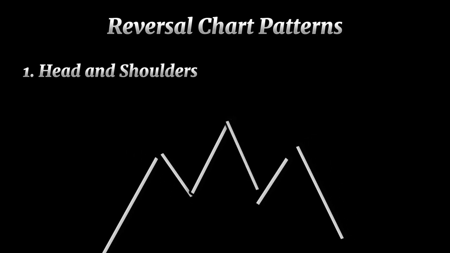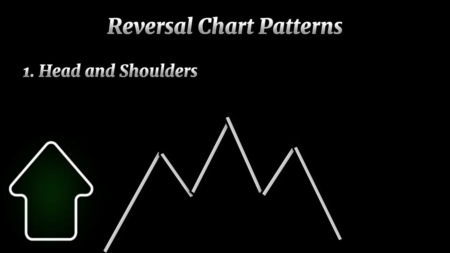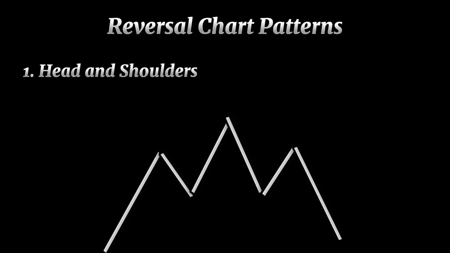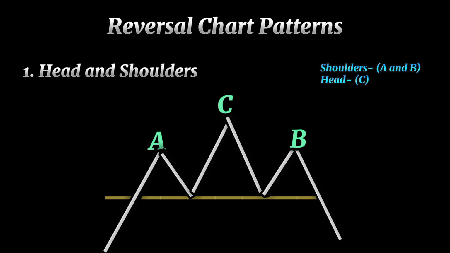The head and shoulders is a bearish reversal pattern, and it looks like this. For this pattern, the price will be going up, and after the pattern, it will go down. There are a few important elements in a head and shoulders pattern. We have the shoulders, which will be represented by letters A and B. We have the head, which will be represented by letter C, and we also have the neckline, which will be highlighted by the line connecting letters D and E.